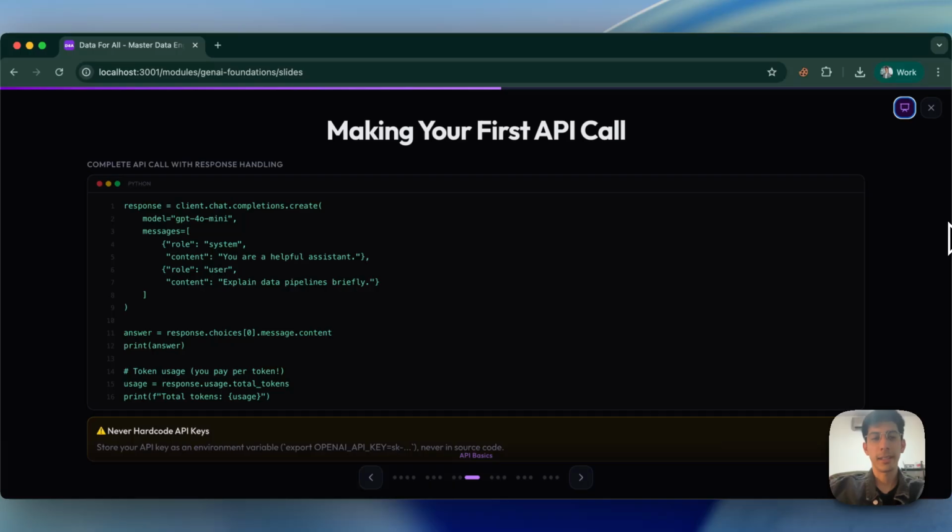Here's a complete working example. We create the client, build our message, and call client.chat.completions.create. The response has choices containing the model's response, and usage telling you how many tokens were consumed. This matters because you pay per token. One more thing, never hardcode your API key. Set it as an environment variable. That's a security best practice from day one.